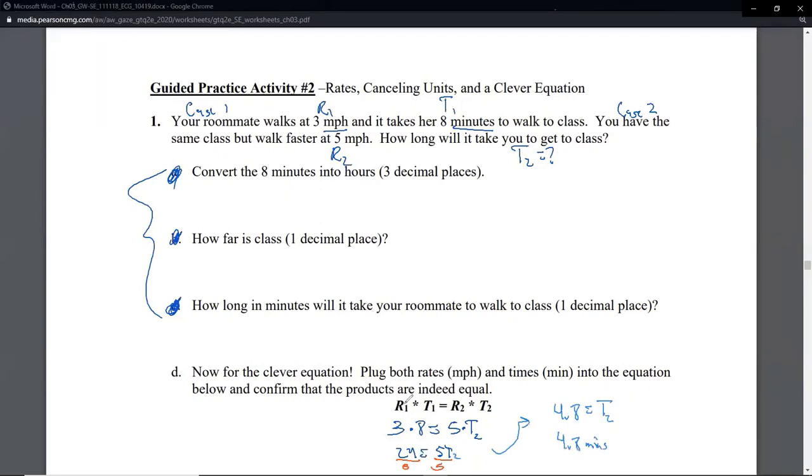Again, yes, one of these things has hours, one of these things has minutes. In terms of actual dimensional analysis, it feels like it wouldn't work. It feels like you'd have to cancel everything, but the beauty of this concentration formula is that you don't have to. The time in one thing is the time in another thing. The rate in one thing is the rate in another thing. So it takes your roommate 4.8 minutes to walk to class, which is the exact same answer you would get if you do it by method 1.